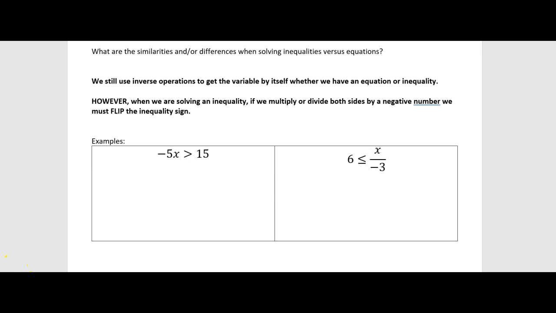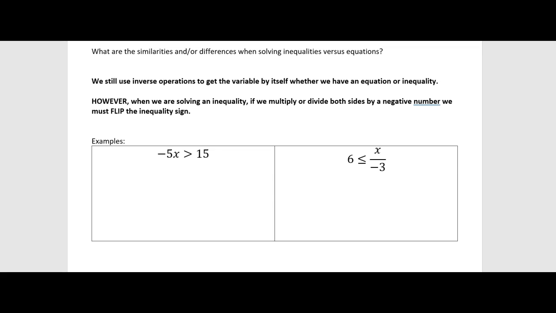All right, so I just typed in the key differences and similarities. The similarity is that, again, we're using inverse operations to get the variable by itself, regardless of whether we're solving an equation or an inequality. So we're still adding things to both sides. We're still subtracting things from both sides. If we do it to one side, we have to do it to the other.